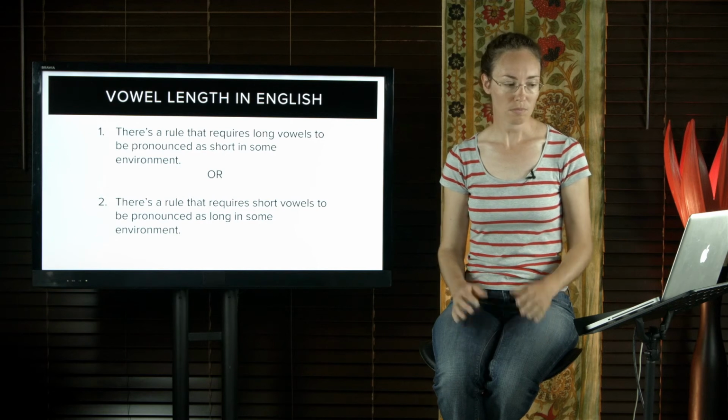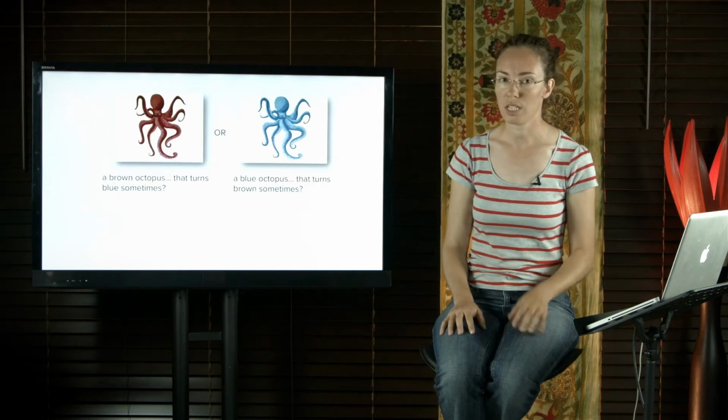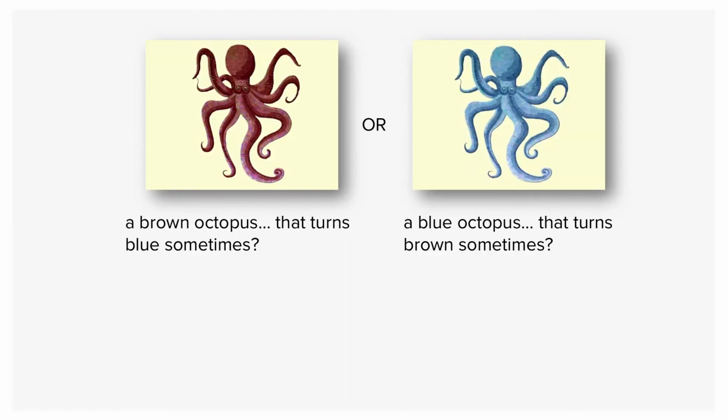So just as an analogy, suppose there were 2 kinds of creatures, the brown octopus that sometimes turns blue and the blue octopus that sometimes turns brown.